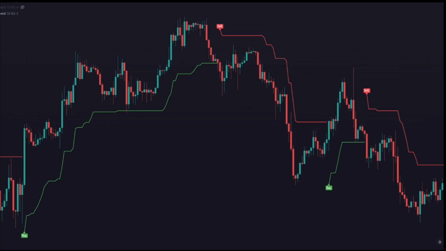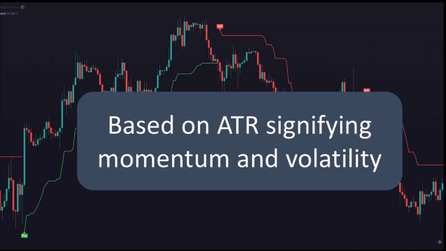First, let me talk about the definition. What is the super trend indicator? A super trend is a trend following indicator similar to moving averages. It is a single line that switches from green to red and vice versa. It is based on ATR, signifying the momentum and volatility of the market.